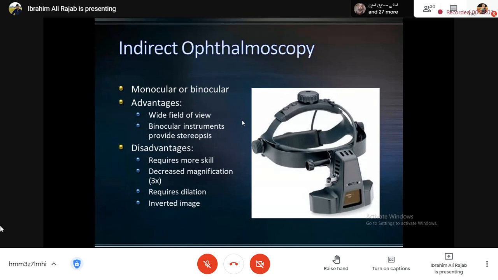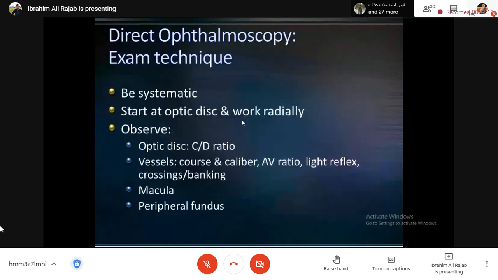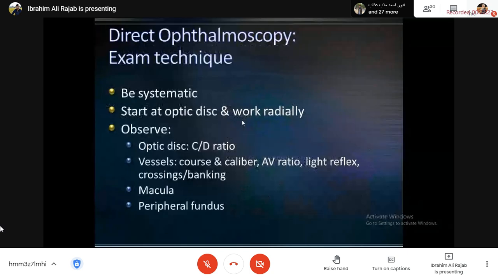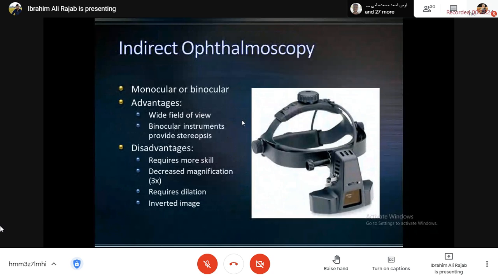We have previously, before the COVID-19 pandemic, we will have one activity in the ophthalmology to examine the fundus by direct ophthalmoscope, but because, as you see, the examiner will approach very closely to the patients, this activity was cancelled. The third disadvantage of indirect ophthalmoscope, it gives us an inverted image.